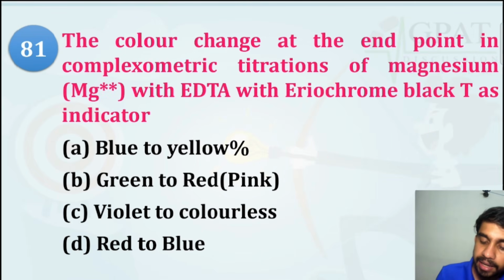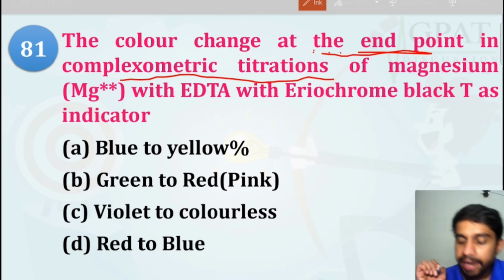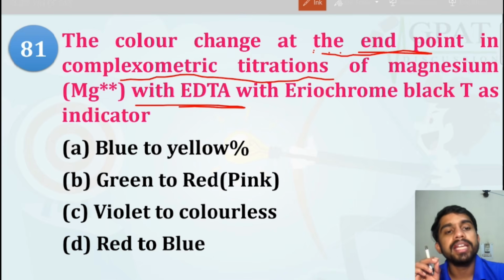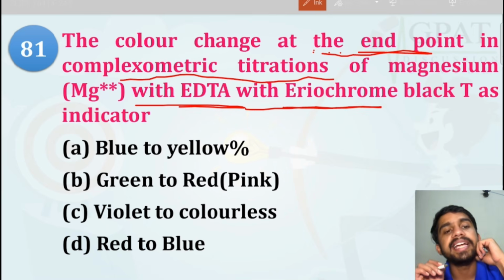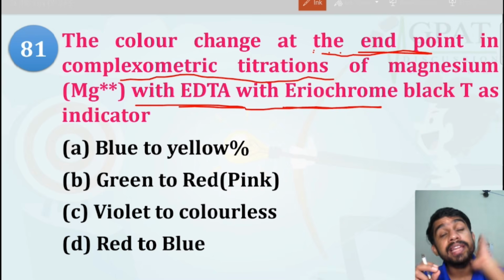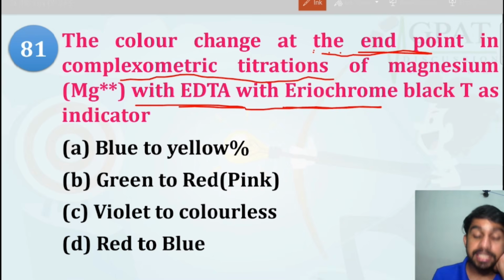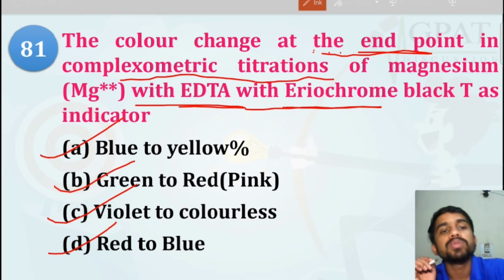Next question. The color change at the end point in complexometric titration of magnesium with EDTA with eriochrome black T as an indicator. When we were discussing these, we had separate tables of the indicators, and I have told you each and every point there. So what is the color change? The first option is blue to yellow, the second option is green to red, the third option is violet to colorless, and the last option is red to blue.